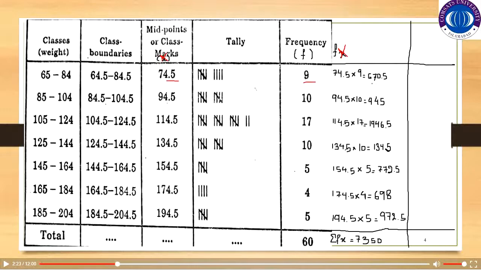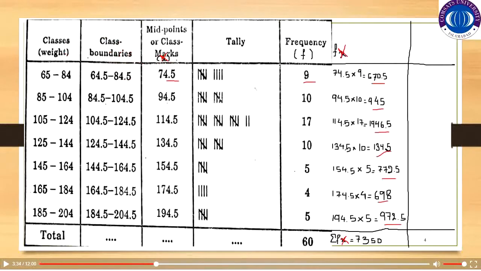74.5 into 9. The value will be 670.5. We will multiply each midpoint with its corresponding frequency and complete the column. After completing the column of fx, we will sum these products. And the sum of these products is summation fx. That is 7350. And the summation f is 60.